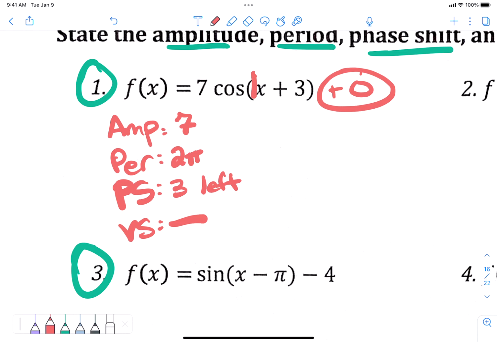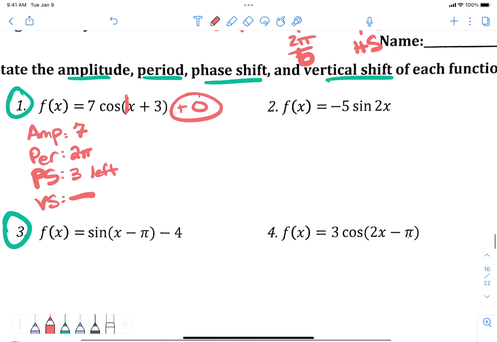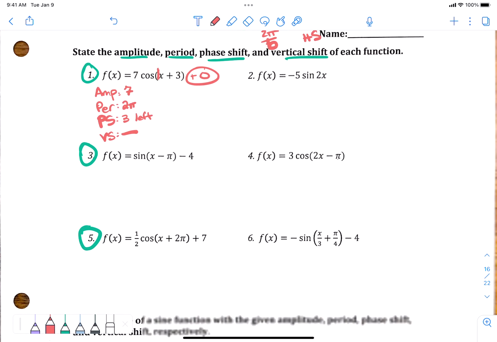Okay? Don't do phase shift for 2, 4, 6. You could do amplitude and vertical shift if you want to on 2, 4, 6, but don't do phase shift at all. Does it change? Yes. If there's a B value, it changes. So like on number 4, it is not pi units to the right. It's actually pi over 2 units to the right. The period is still going to be pi. So you can fill out everything on 2, 4, 6 except phase shift. Don't do that. Okay? All right.